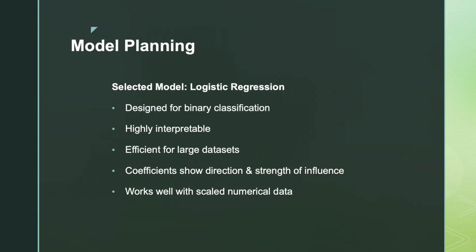After pre-processing, the next step was model selection. For this, logistic regression was chosen for the binary classification because it's interpretable, it's efficient for large data sets, and it provides coefficients which are helpful for explaining the relationships between features and income probability.